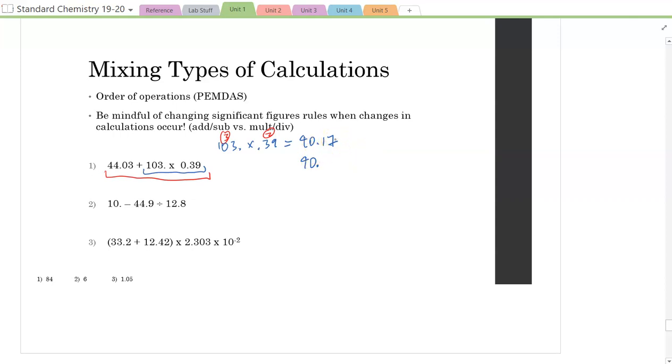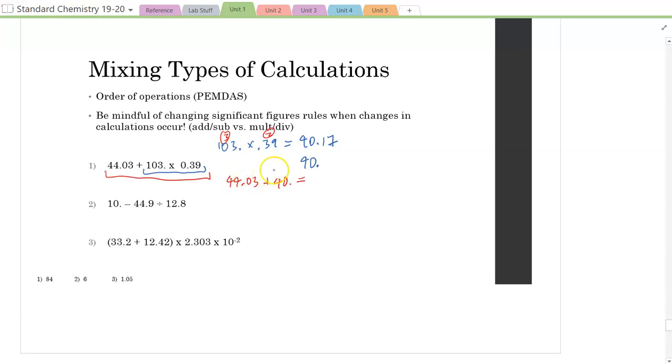Now, the reason why I do it here, as a reminder, is that I'm then going to add it to the 44.03. So this calculation is going to be an addition and or subtraction. And because of that, I'm going to change how I do the rules. Therefore, I had to round it here. Normally, if I was just going to take this 40 and multiply and divide it by some other number, right, staying within that same family of calculations, I'll just keep that going. But in this case, I'm going to add it. So that's why I have to use the different rules.